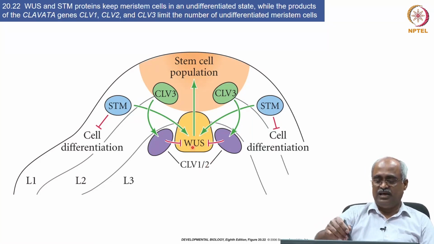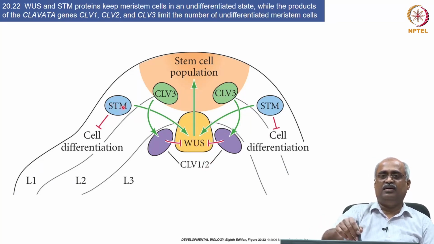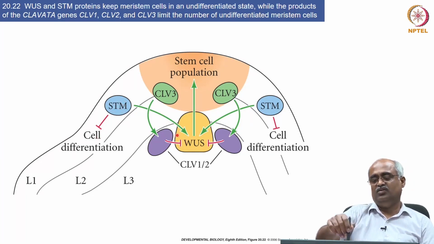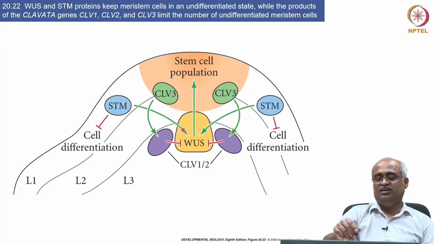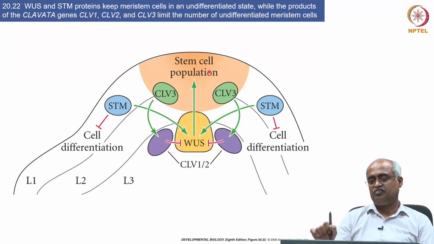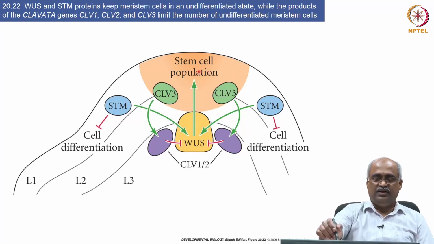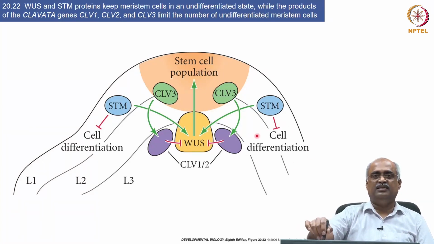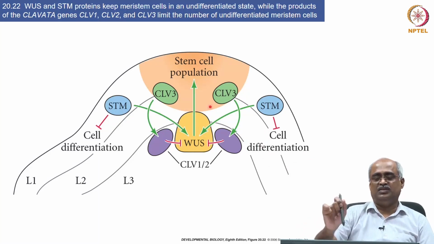And in addition to this CLAVATA and WUSCHEL regulation, you have another gene called STM, which inhibits differentiation. And in addition, it also promotes the WUSCHEL expression. So this again helps in making sure that these three genes put together keep the population of meristem maintained at a normal level. So this is how the self-renewal population and the cells that are differentiating are balanced.